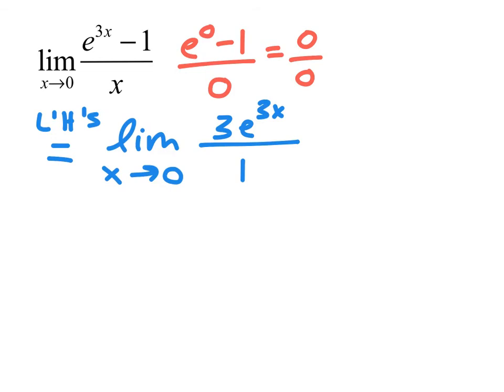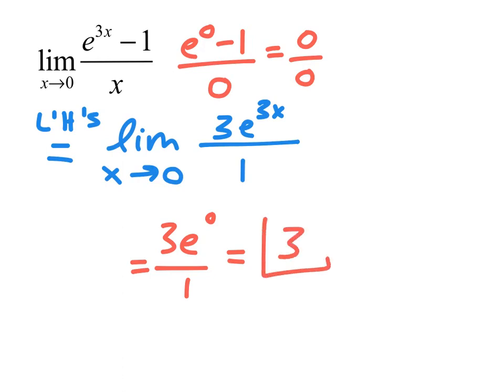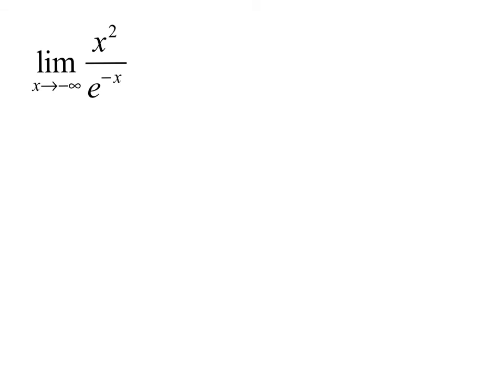Once I differentiate the numerator and then differentiate the denominator, then I can go back and actually plug in 0 and see if I end up with an answer. So now if I plug in x equals 0, I end up with 3e to the 0 over 1. Again, e to the 0 is 1, so I end up with 3 as my final answer. So here's another one like that.